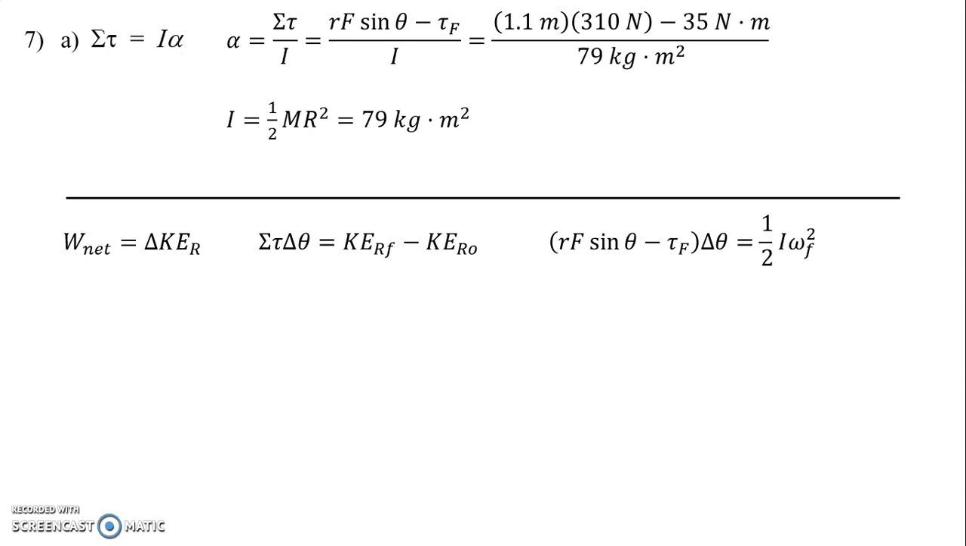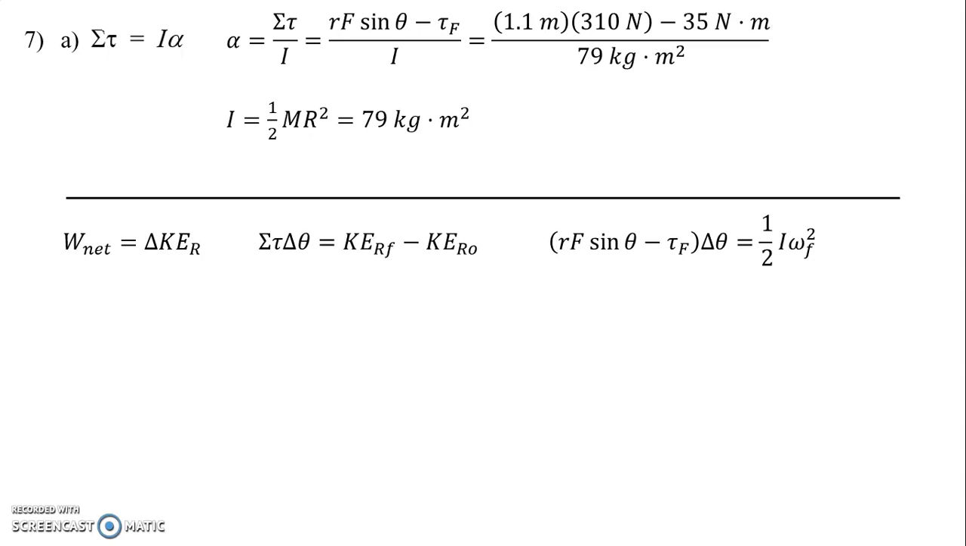So for finding alpha, the radius is the 1.1 meters, and that's how far away Bob is pulling on the wheel from the center of rotation. I'm saying that theta is 90 degrees. Now let's be very, very careful here. This is the theta in RF sine theta for torque. That's not the same thing as delta theta, which I know can be very, very confusing, right?